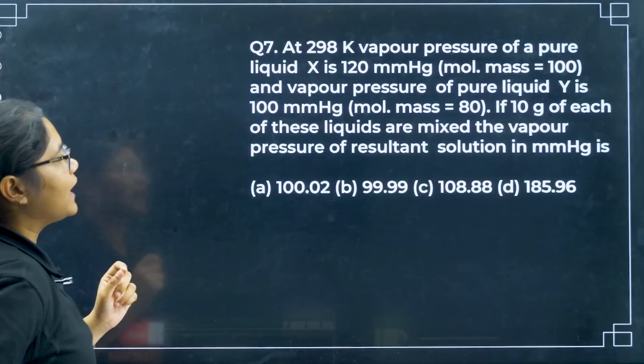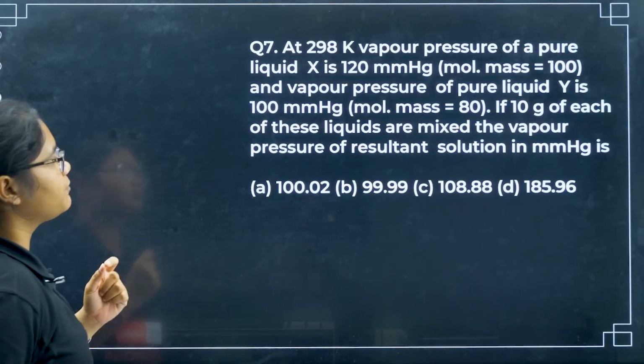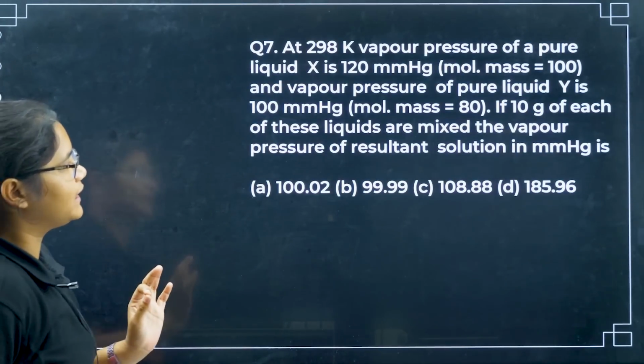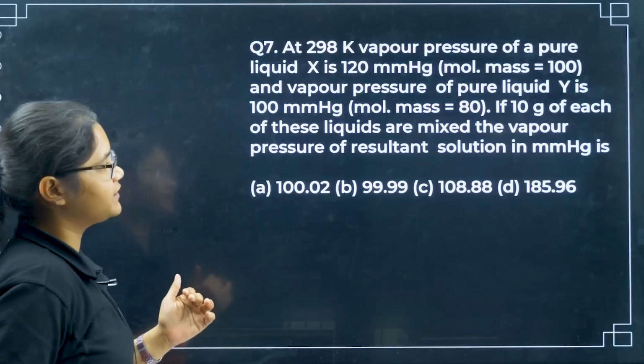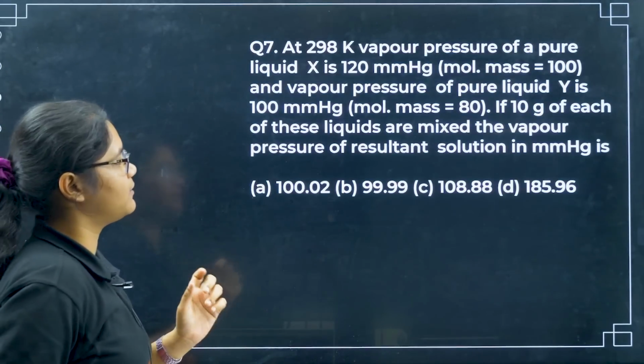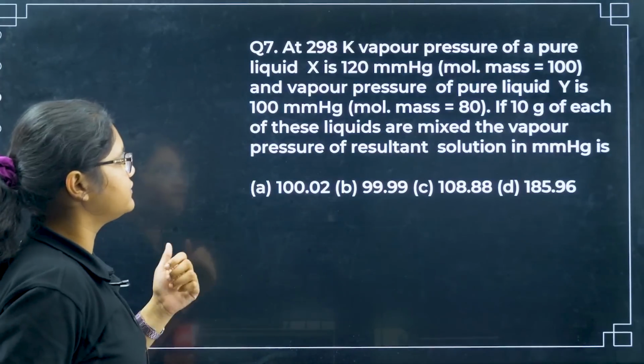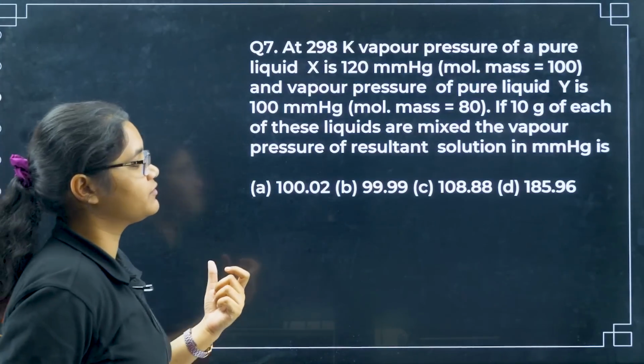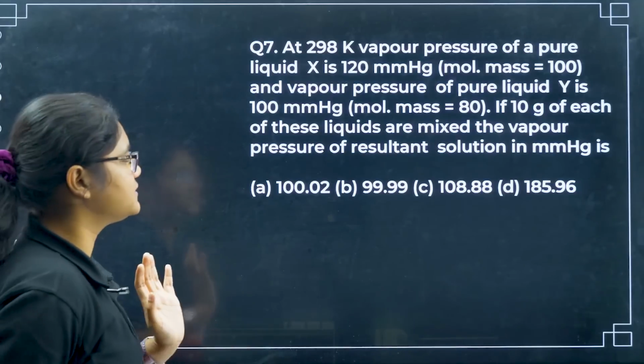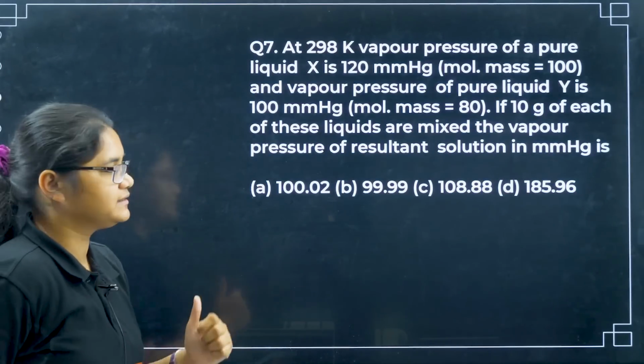Next, at 298 Kelvin, the vapor pressure of pure liquid X is 120 mm of Hg and the vapor pressure of pure liquid Y is 100 mm of Hg. Molar masses of both are given. If 10 gram each of these liquids are mixed, the vapor pressure of the resultant solution will be. This is a very easy question, but the calculation may take some time.